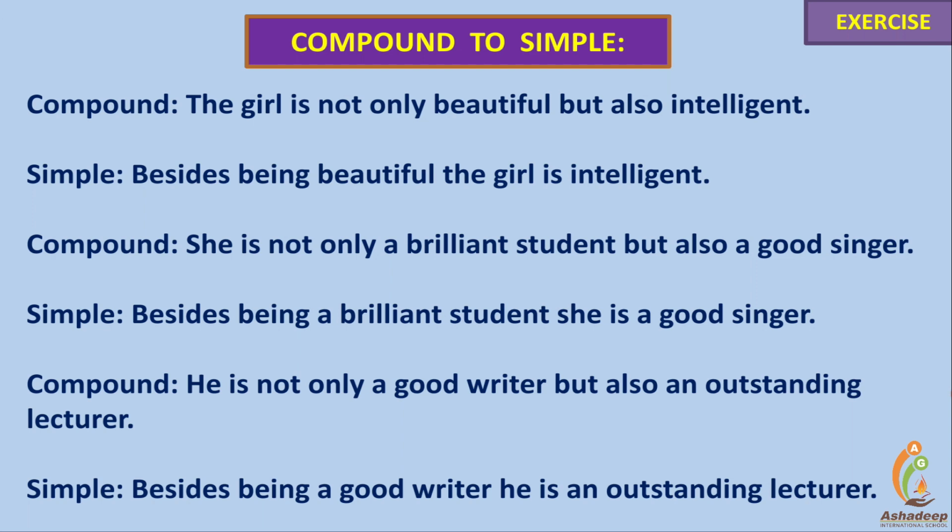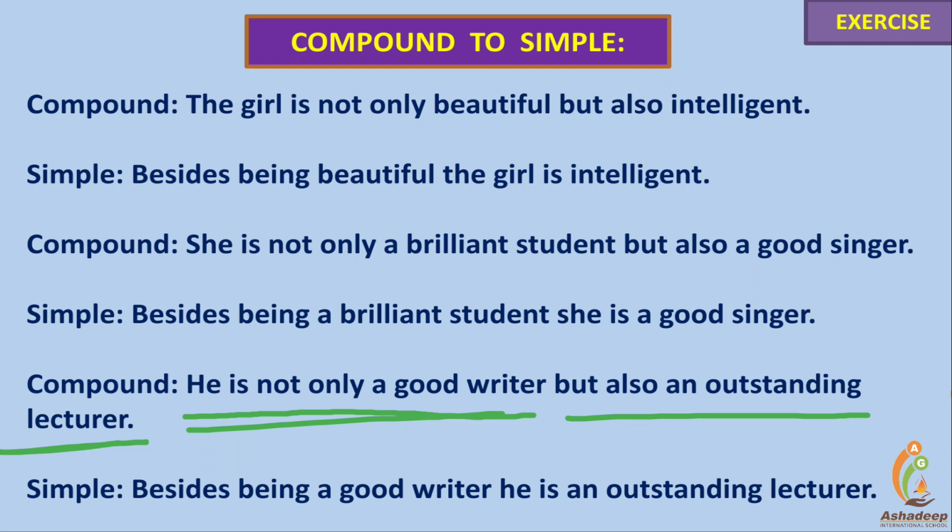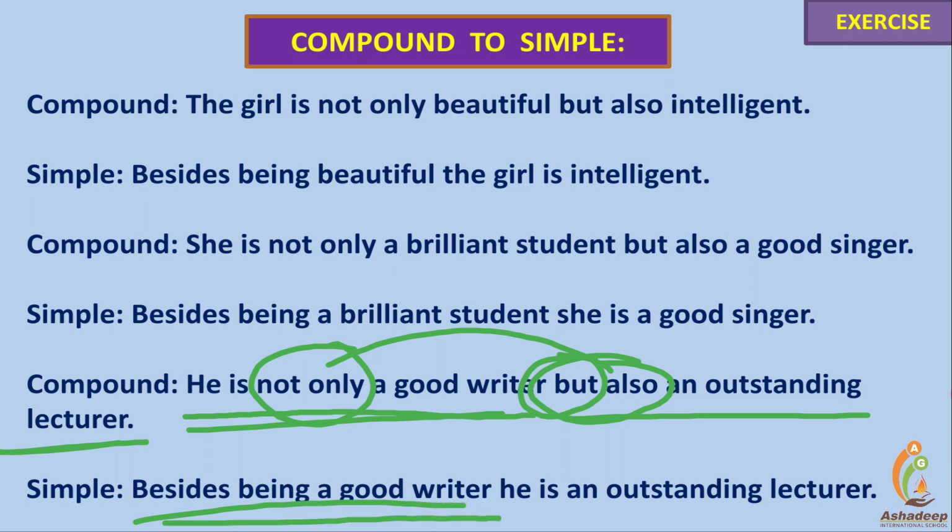Next one. He is not only a good writer, but also an outstanding lecturer. Two clauses connected with not only, but also. Besides being a good writer, now it's a phrase. He is an outstanding lecturer. It's a clause.